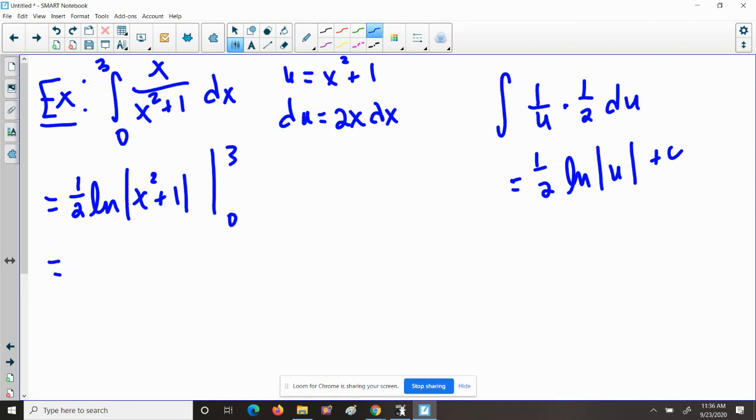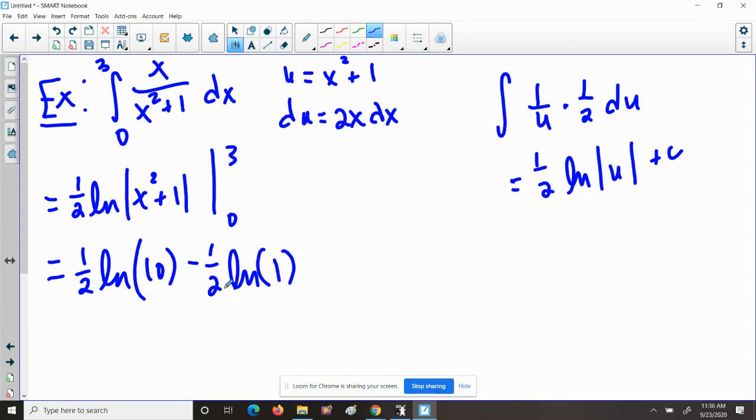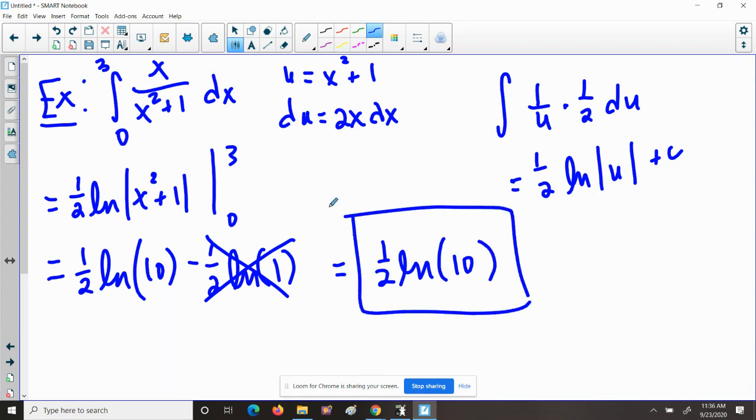We want to start by plugging in 3. So we have 1/2 natural log of the absolute value of 3 squared plus 1. Actually, I don't need the absolute value anymore, because I'm going to get the actual value. 3 squared plus 1 would be 10, minus 1/2 natural log of 0 squared plus 1, which is 1. Now, we know natural log of 1 is 0, so this part is gone. And we simply have 1/2 natural log of 10 as our answer for that definite integral.